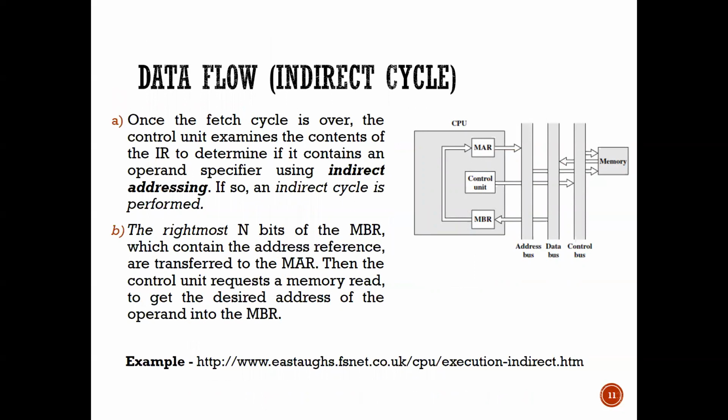Data flow, indirect cycle. Once the fetch cycle is over, the control unit examines the content of the IR to determine if it contains an operand specifier using indirect addressing. If so, an indirect cycle is performed. The rightmost N bits of the MBR, which contain the address reference, are transferred to the MAR. Then the control unit requests a memory read to get the desired address of the operand into the MBR.